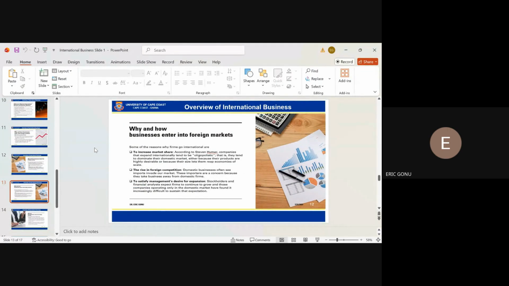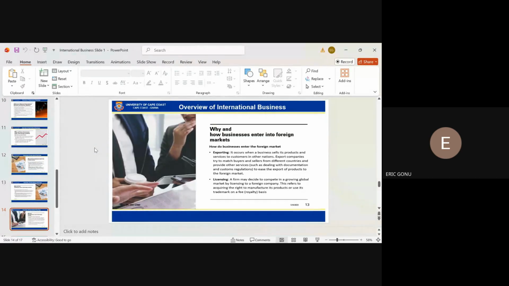Then, to increase their market share. Stephen Hymer said companies that expand internationally tend to be oligopolistic. That is, they tend to dominate their domestic market, either because their products are highly desirable or because their size lets them reap economies of scale. They are also trying to arise in foreign competition, and to satisfy management's desire for expansion. So these are some of the reasons why companies go international.